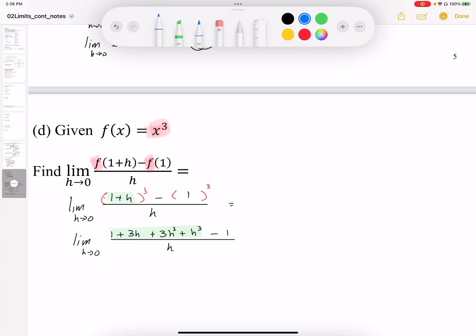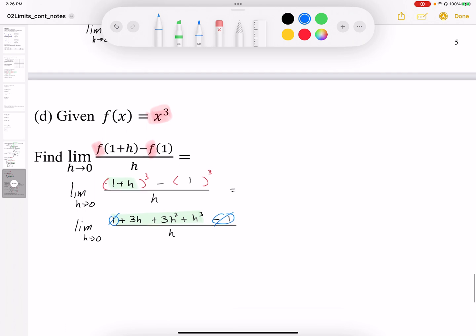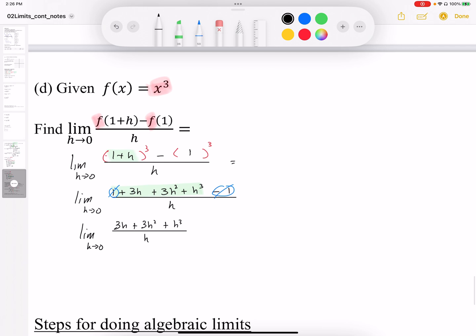I've got parts that cancel out. That cancels with that. Okay, and now I have h terms that will cancel. So limit as h approaches 0 is going to be 3h plus 3h squared plus h cubed, all divided by h. I can now get rid of that by dividing by that h. So I get 3 plus 3h plus h squared. Replacing h with 0, I can evaluate that limit. That limit is equal to 3.